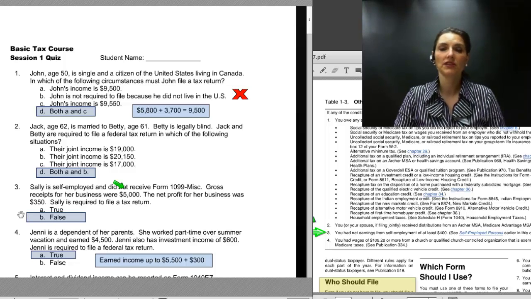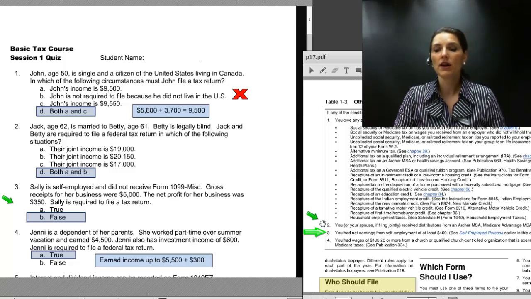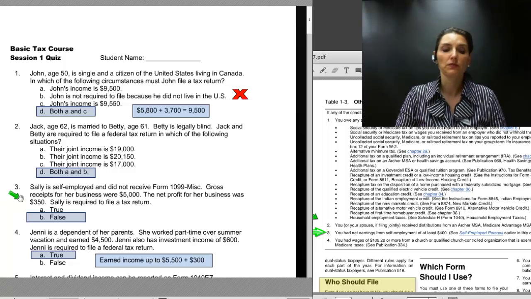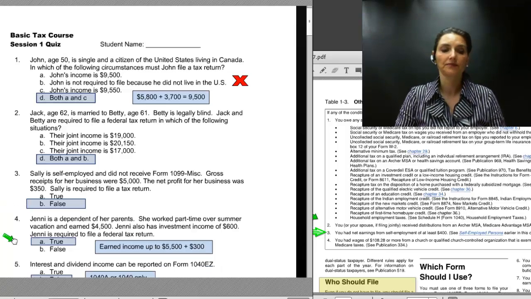So if you come across a question like this in an exam, you get right down into the technicalities of it. Table 1.3 says if your net earnings are less than $400, you're not required to file. Her net earnings are less than $400, so that is why we say the answer is false.